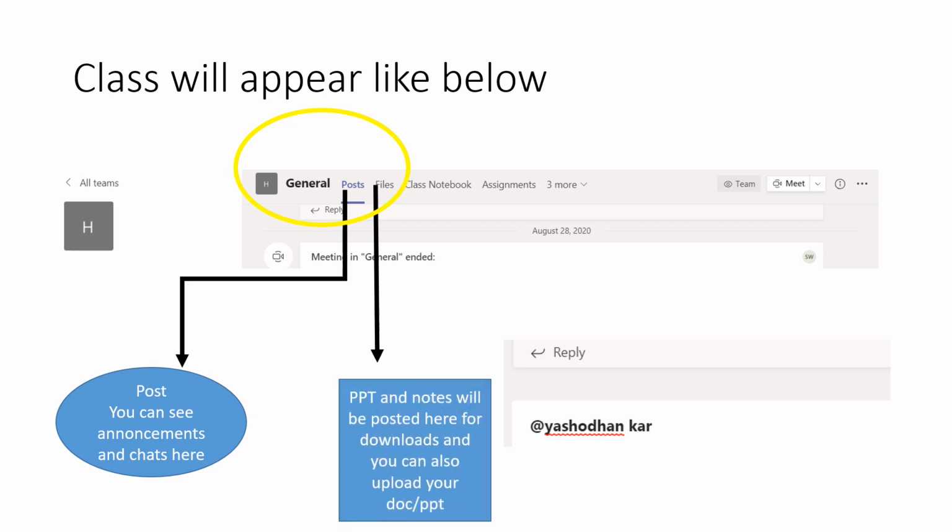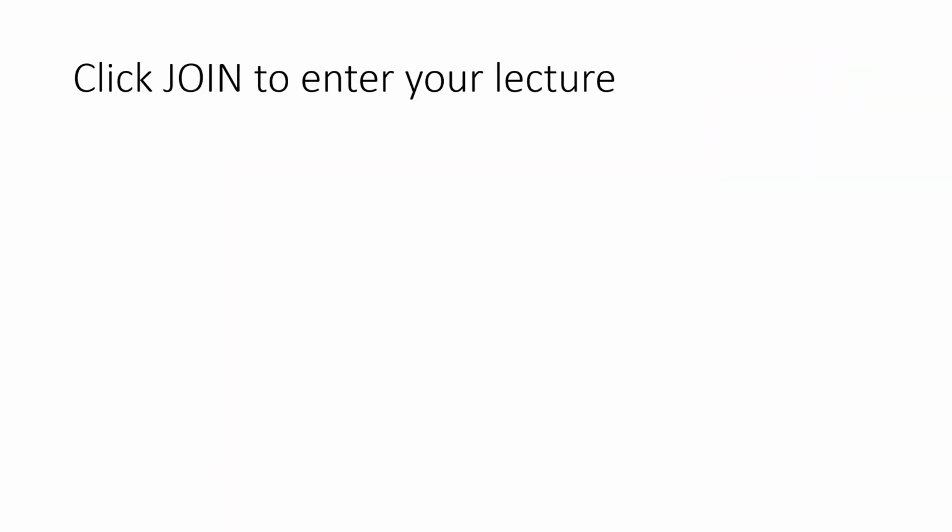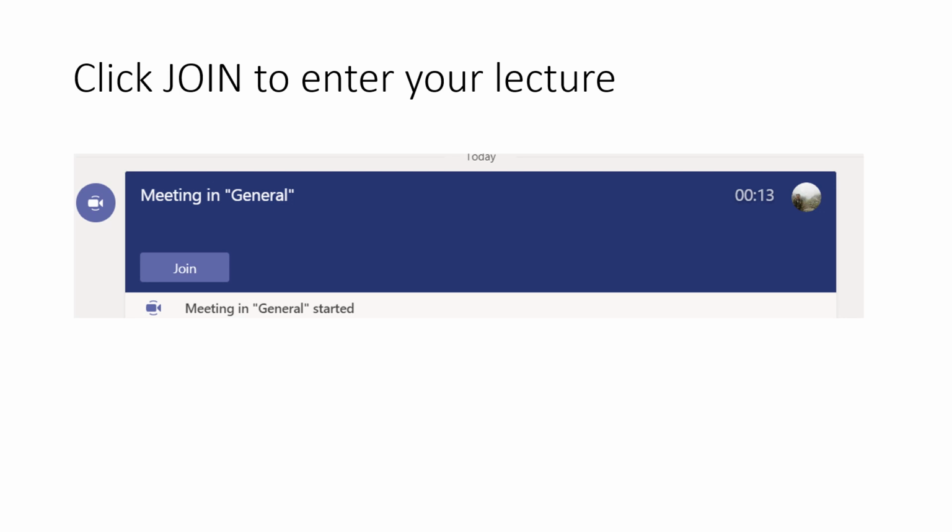There is a third button on the right hand corner called Meet. You are not supposed to click on Meet and start your own class. Wait for the professor to start his class, and once the professor starts his class, in the post section you will see something called Join, which will appear. It will say the meeting in general has started.